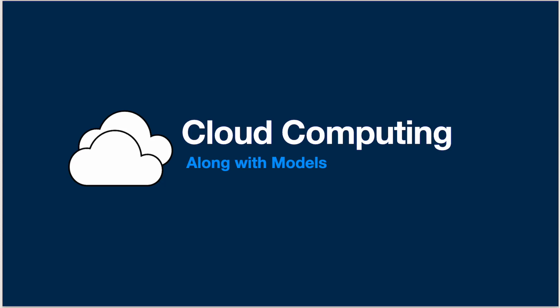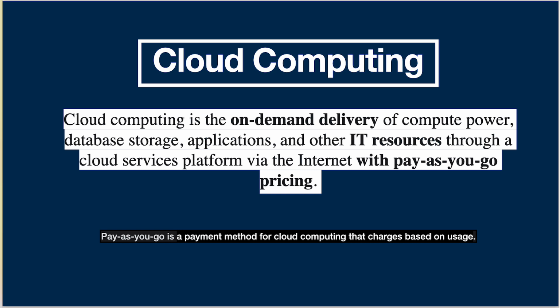Hi all. So today we are going to see the cloud computing models and also examples of them. So let's first understand what is cloud computing. Cloud computing is nothing but the on-demand delivery of compute power, database storage, applications, and other IT resources through a cloud services platform via the internet with pay-as-you-go pricing. Pay as you go is the payment method for cloud computing that charges based on usage. It's like utility bills. As much as we use, billing will be based on that.